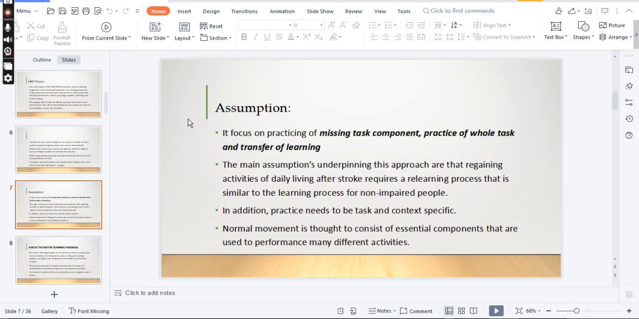The main thing is the assumption. It focuses on practicing missing task components, practice of the whole task and transfer of learning. The main assumptions underpinning the approach are that regaining activities of daily living after stroke requires a relearning process that is similar to the learning process of non-impaired people. In addition, practice needs to be task and context specific. Normal movement is thought to consist of essential components that are used to perform many different activities.